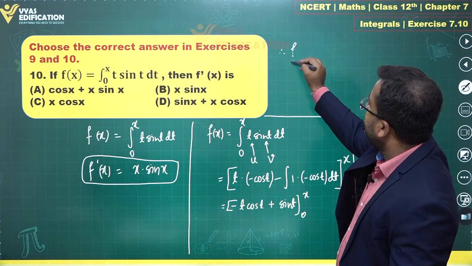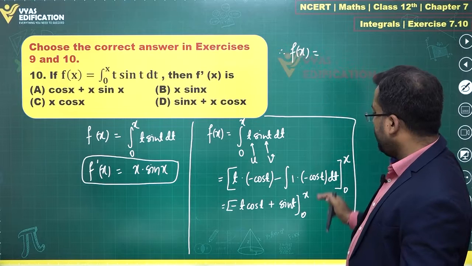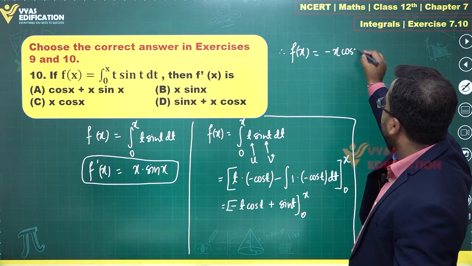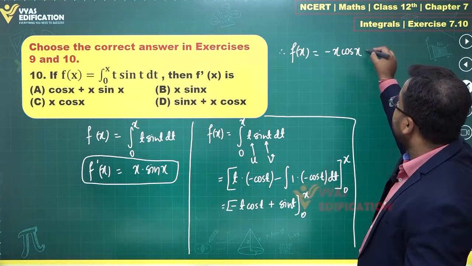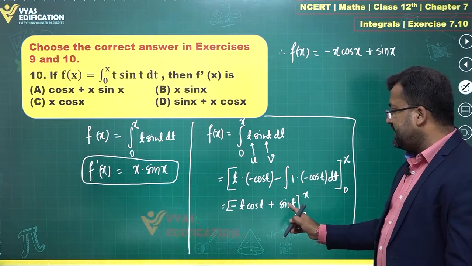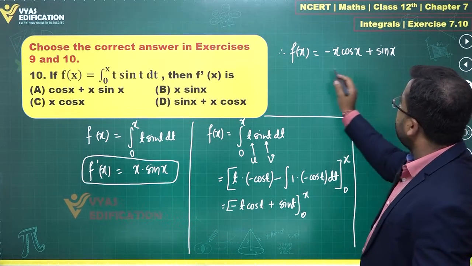Therefore, f(x) is equal to what? Substitute the limits. This becomes minus x cos x plus sin x. And what about 0? Both the terms at 0 become 0. So, this is f(x).